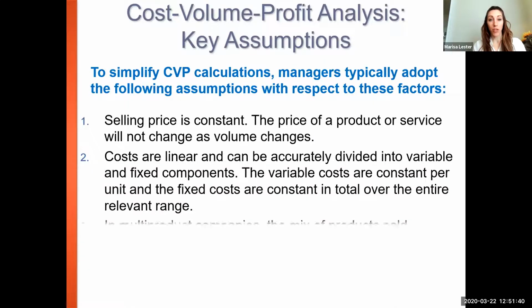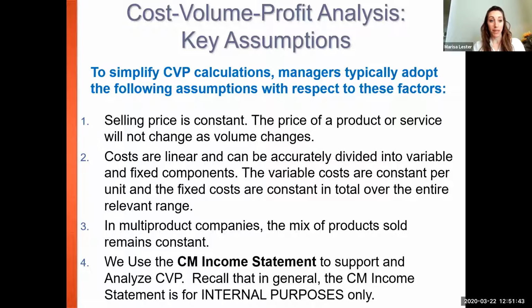Okay, so there's a couple of assumptions that we have to make when we're using CVP. And again, we'll talk about what CVP is in a couple of slides. But to simplify, what CVP allows us to do is make quick decisions and quick calculations for decision making, for planning, for budgeting. We do not use CVP for financial statement preparation. It's a decision-making tool, and therefore it is not reported externally on our financial statement. So this is purely internal, truly a managerial accountant's tool.